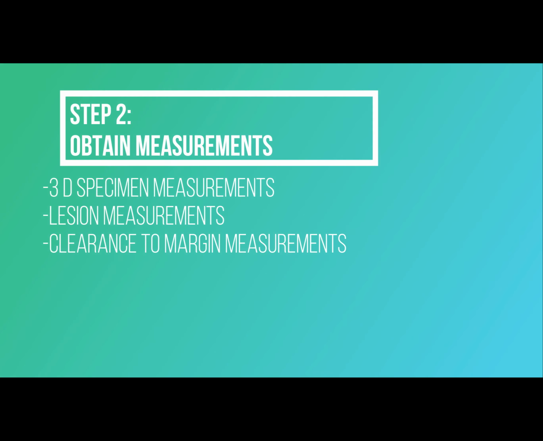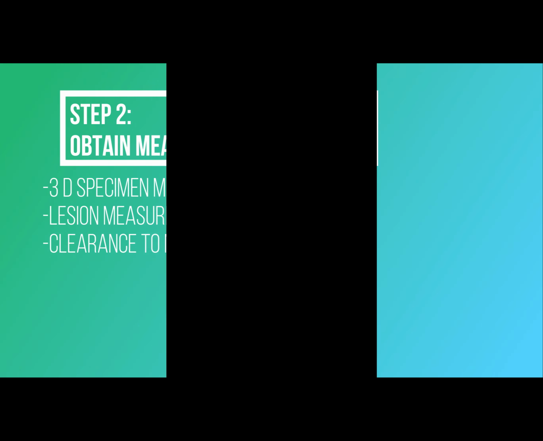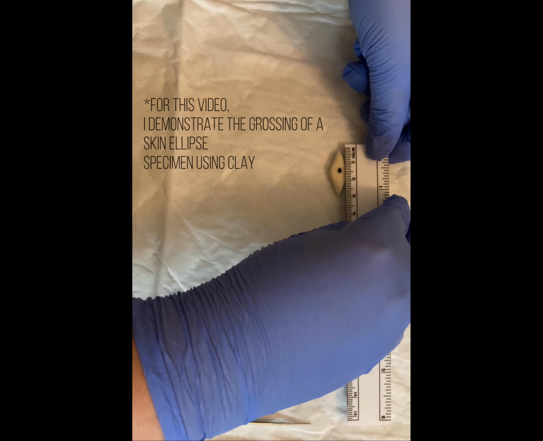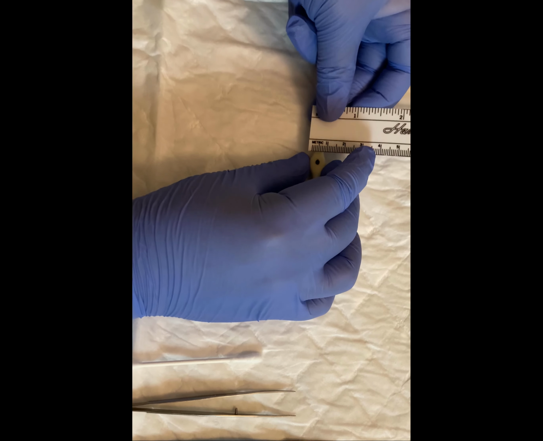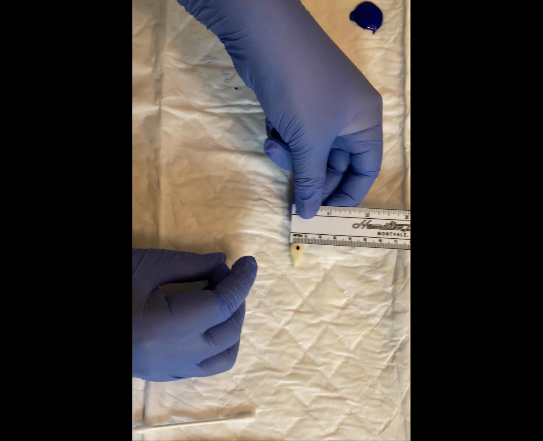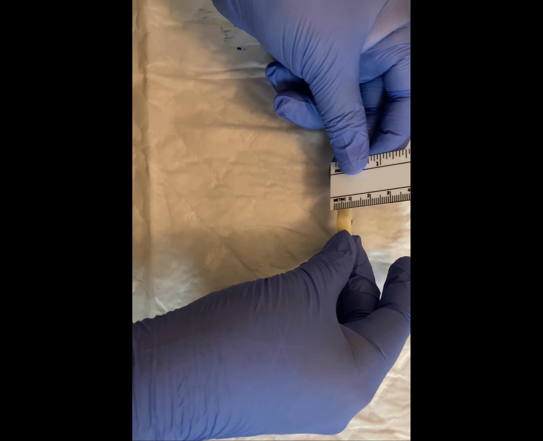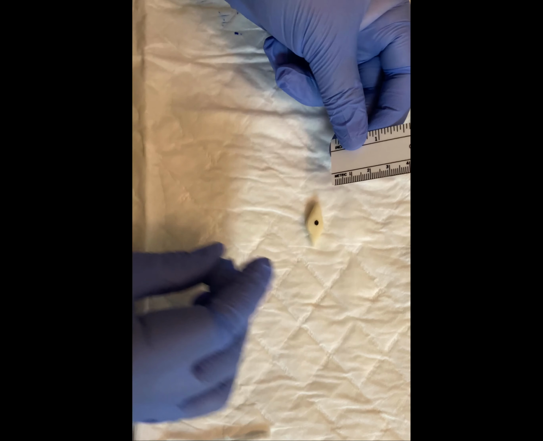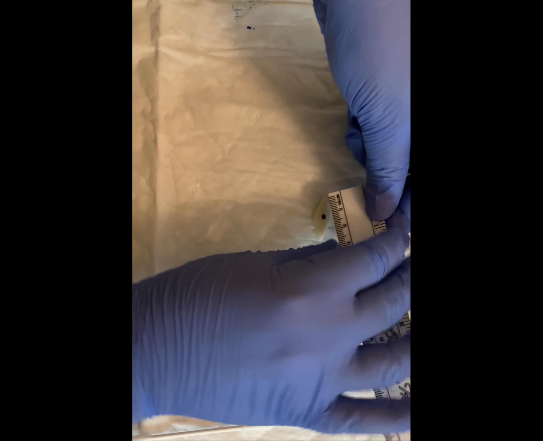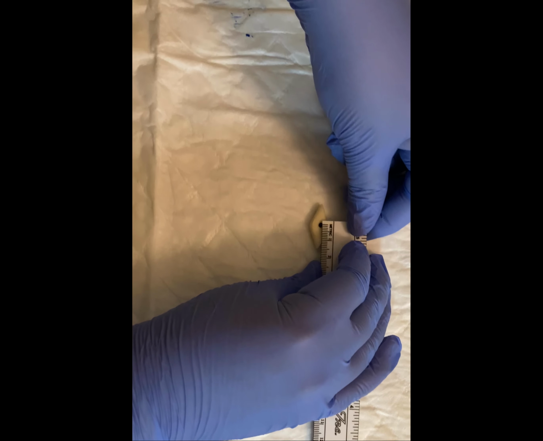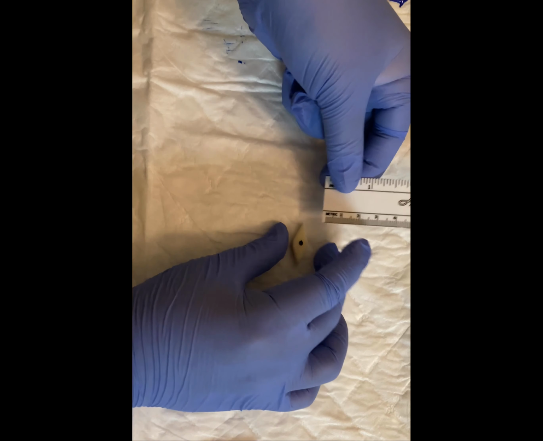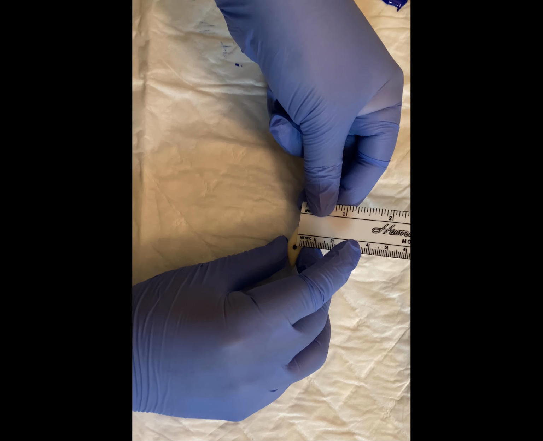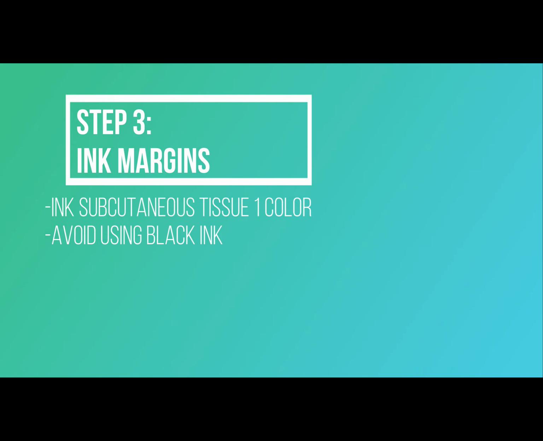Step 2. Obtain measurements. Now we want to obtain 3D measurements of the specimen, along with the measurement and description of the lesion and its clearance to the nearest skin margin. Here we have a skin ellipse specimen measuring 2.6 by 0.9 centimeters, which is excised to a depth of 0.8 centimeters. We have a central macule measuring 0.2 by 0.2 centimeters, which is located 0.2 centimeters from the nearest skin margin.